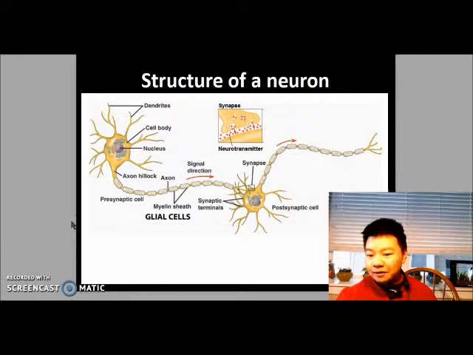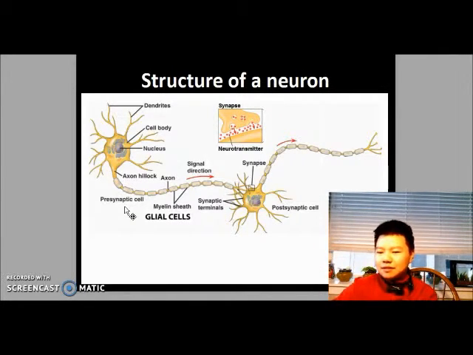Only some neurons are myelinated, not all of them, but the ones that are myelinated have an increased conduction speed. Having this insulation prevents electrical charge from leaking out of the axon. Another thing that changes the speed of the axon transmission is its diameter. So a larger diameter axon will transmit its signal more quickly.